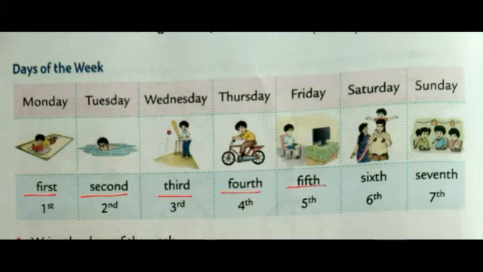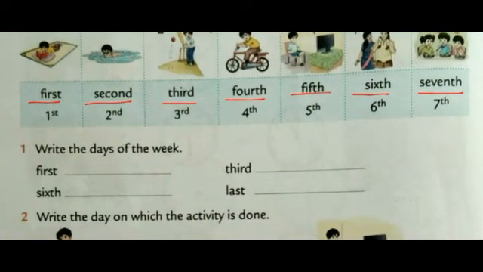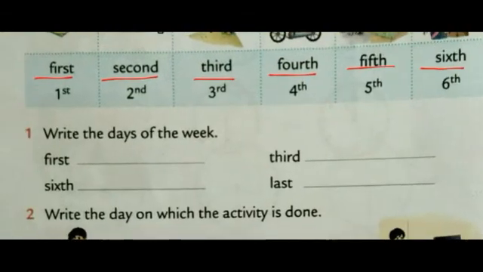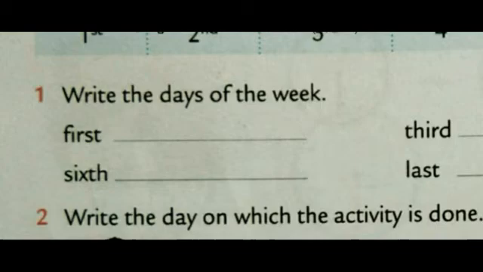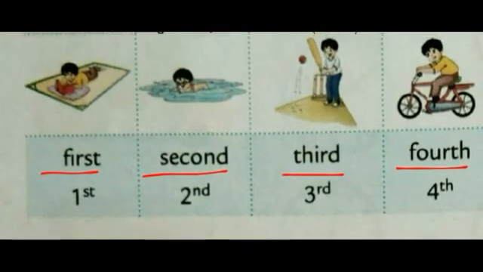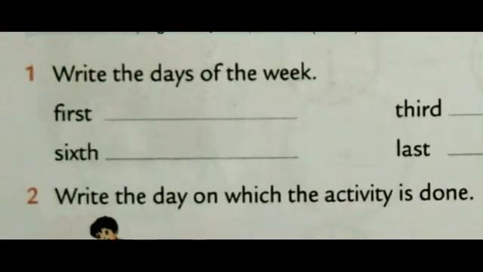Friday is the fifth day. Saturday is the sixth day. And Sunday is the 7th day of the week. So now, seeing this table, let's do this question that are given here. Write the days of the week. Okay, so they are asking which is the first day of the week. It is Monday. So we will write here spelling of Monday.